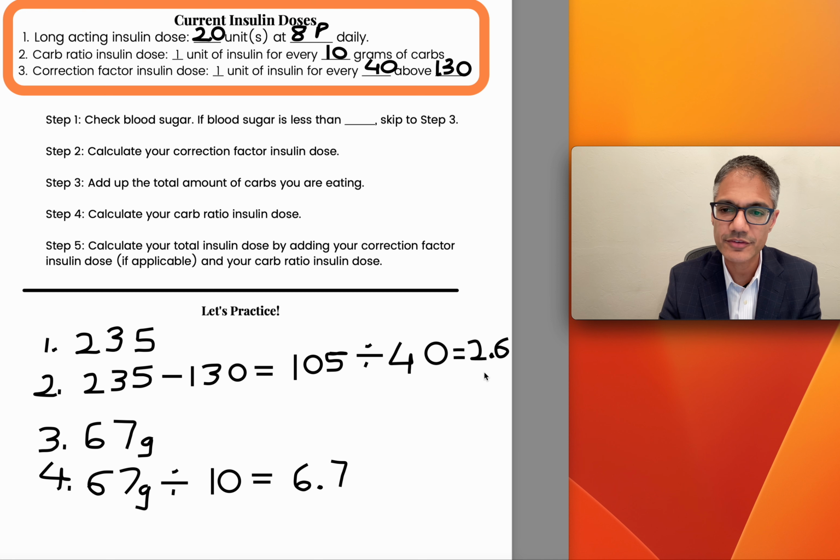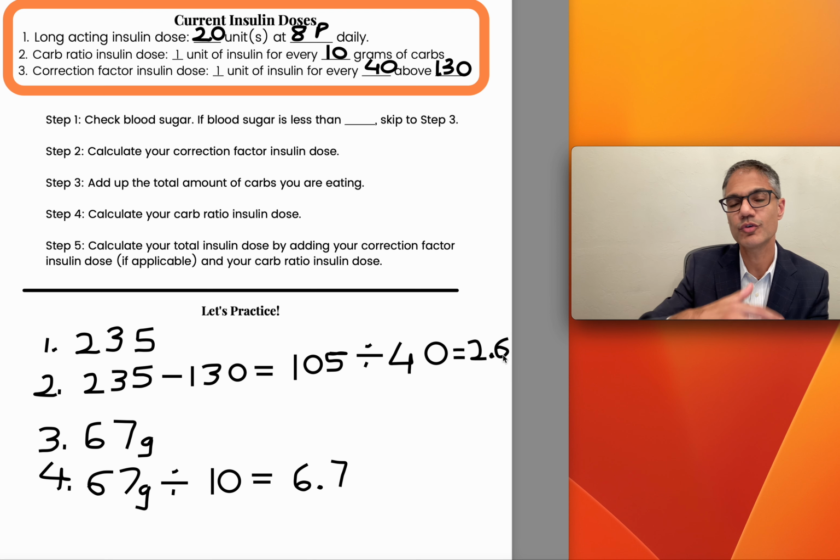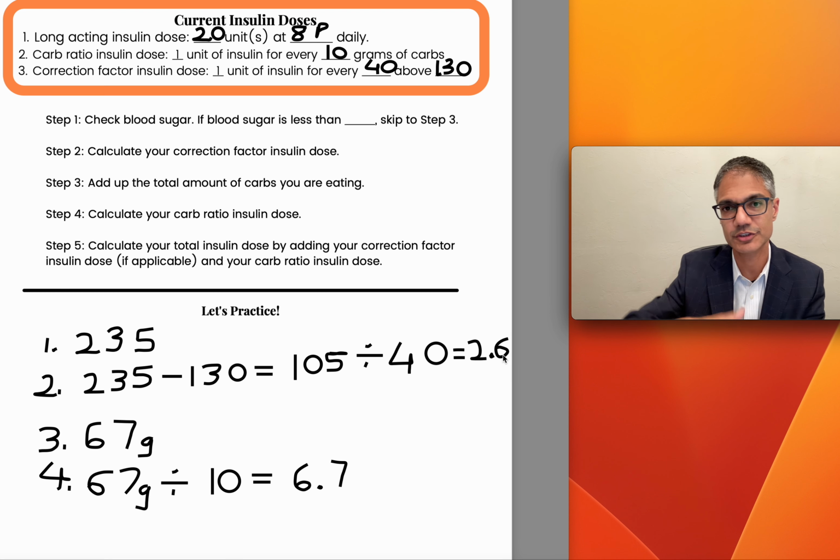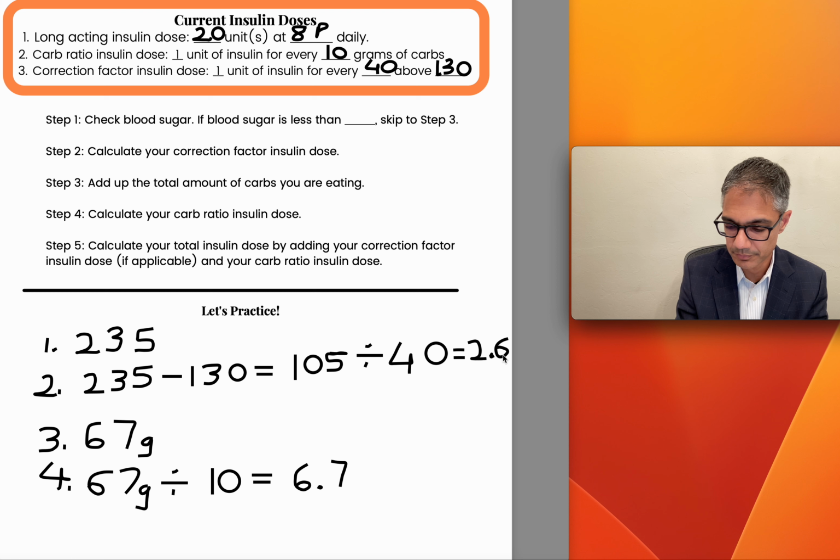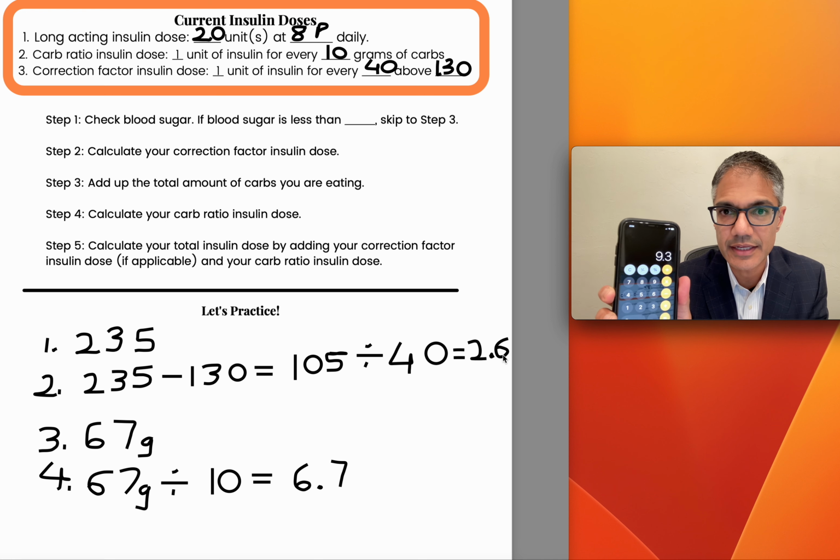So then step 5, you have to calculate the total insulin dose. So we need 2.6 units to bring the blood sugar down, and we need 6.7 units to cover the carbs we're going to eat so our blood sugars don't skyrocket and stay up. So then we're going to do 2.6 plus 6.7, and we'll get 9.3.